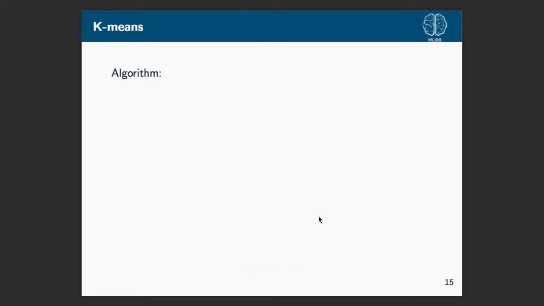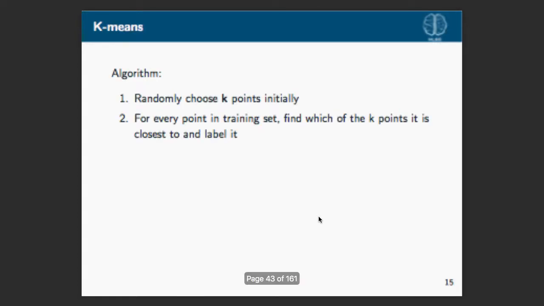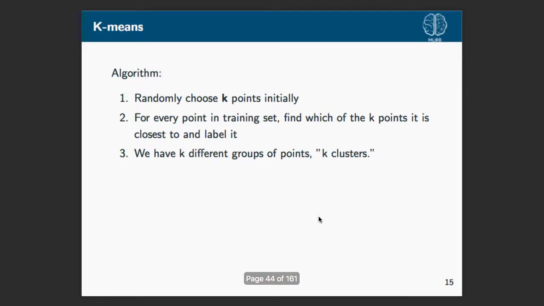So the k-means algorithm is basically this, right? You first randomly choose k points initially. Then for every point in your training set, you find which of the k points it's closest to. So first you have random k points, then you look at all the training points you have and find which of those k points your training point is closest to. So now you have all your training points labeled 1 through K, right? Which cluster is closest. So we have these K different groups or clusters now.